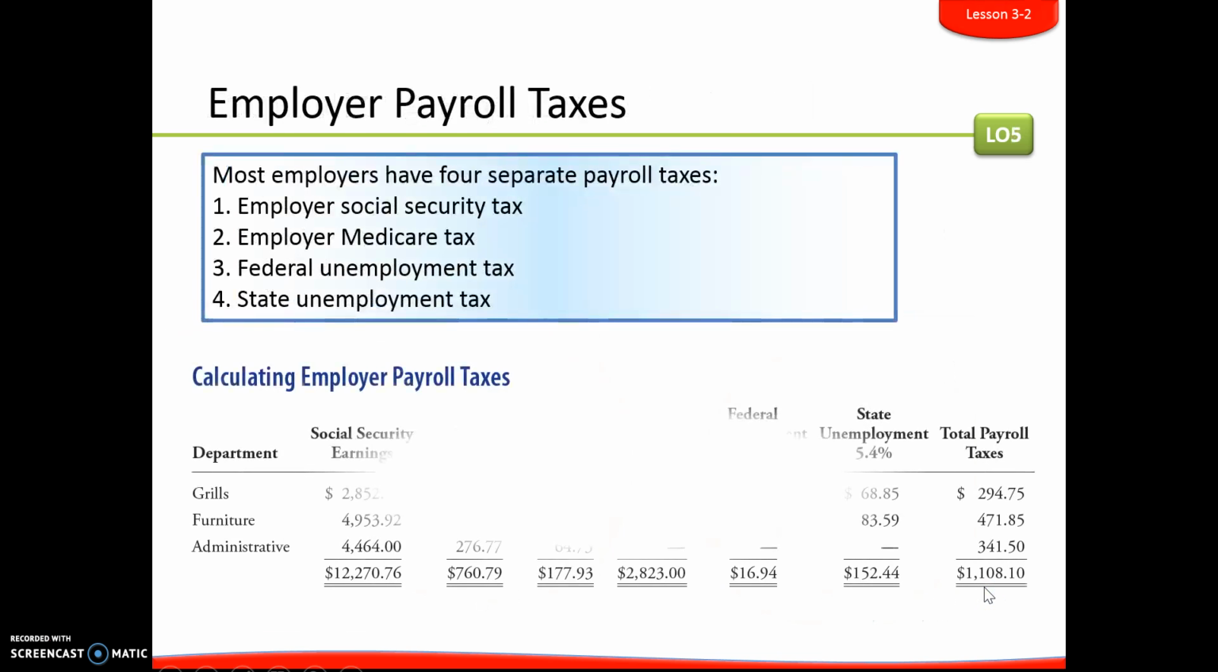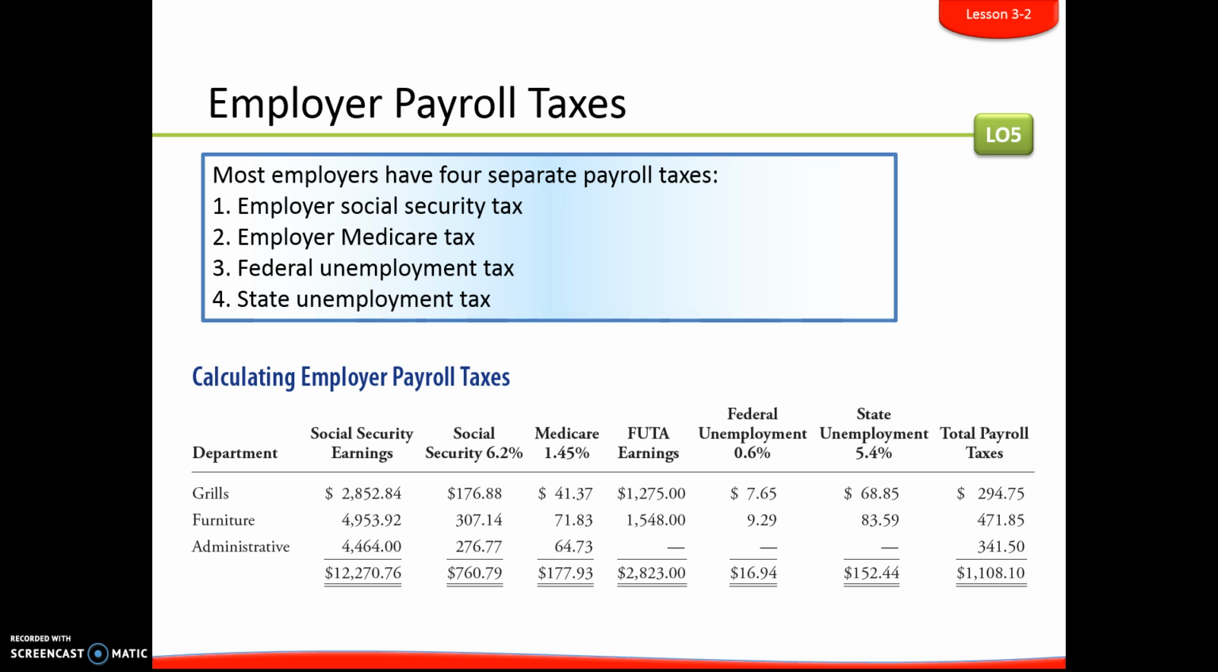We've seen those before. So now let's take a look at when the employer actually has to pay their payroll taxes. There are four separate payroll taxes for employers, and that happens to be Social Security, Medicare, and then of course FUTA and SUTA, which we've talked about before. FUTA, of course, is federal unemployment tax, and SUTA is the state unemployment tax. So you can see that they give us the amounts here. FUTA is 0.6% and SUTA is 5.4%.